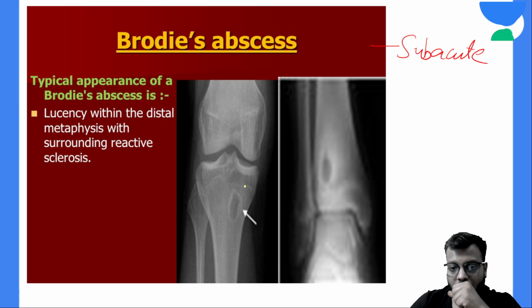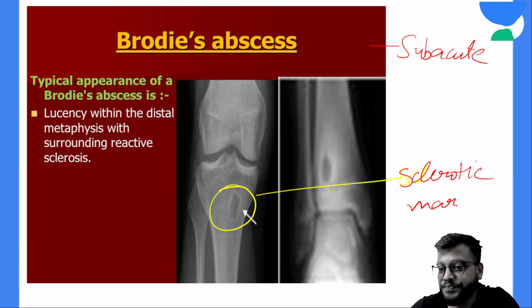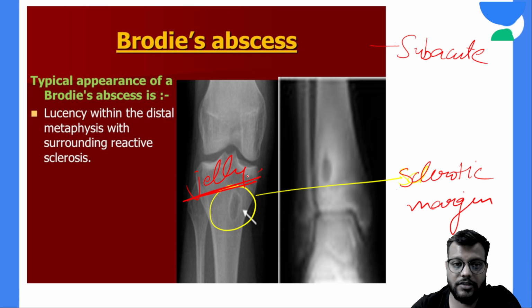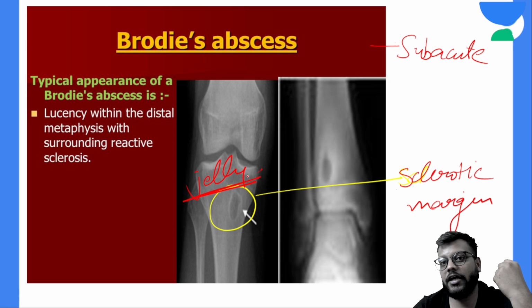There is this rim of sclerotic margin. Now what happens here is that the infection is set in, but the inner strength or the immunity of the bone and the patient is very good. उसकी वजह से क्या होता है, the infection is localized and it is localized in the form of this jelly type of substance which is called Brodie's abscess. Okay, so the treatment is drainage and exploration only. Now next is your salmonella osteomyelitis.